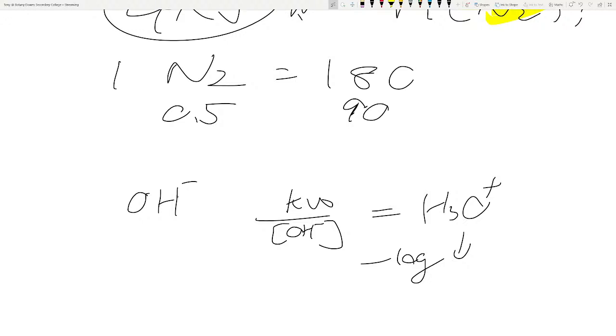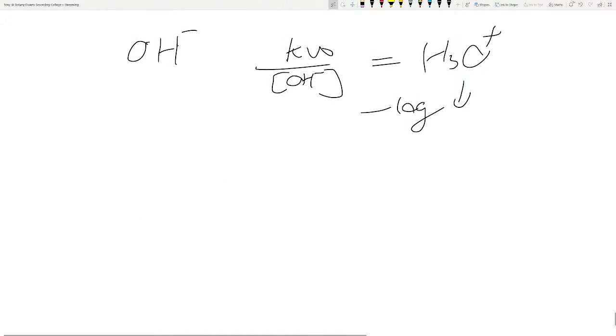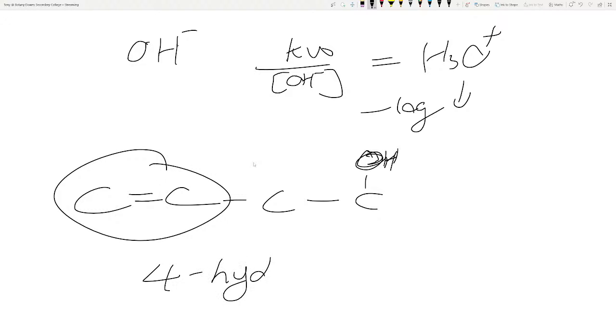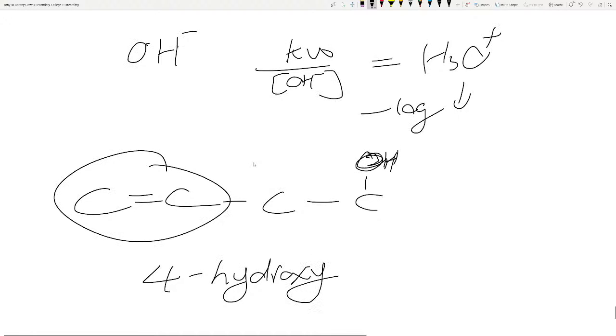Could you write down the order of priority? If they're all present, the most likely thing that you will get, I've gone through this with someone today, I say something like this is OH. So this is more important. So this is called 4-hydroxybutene. Okay, because your double bond is more important. Just always remember double bond is more important.